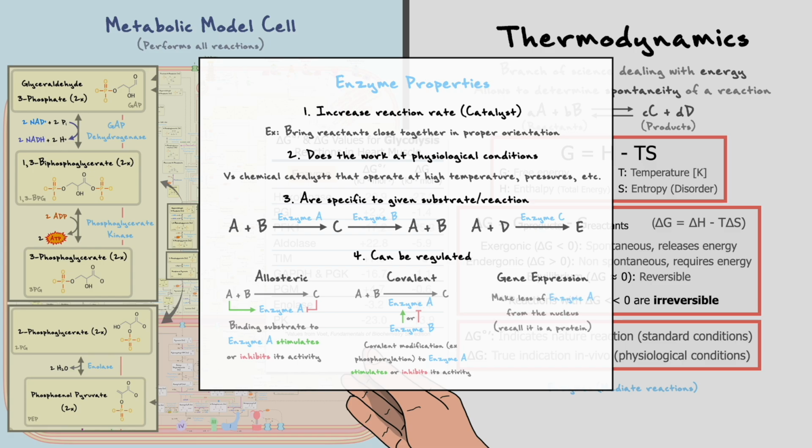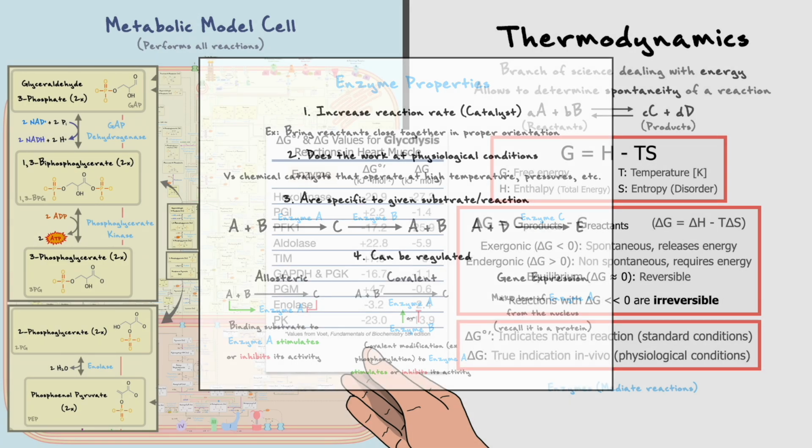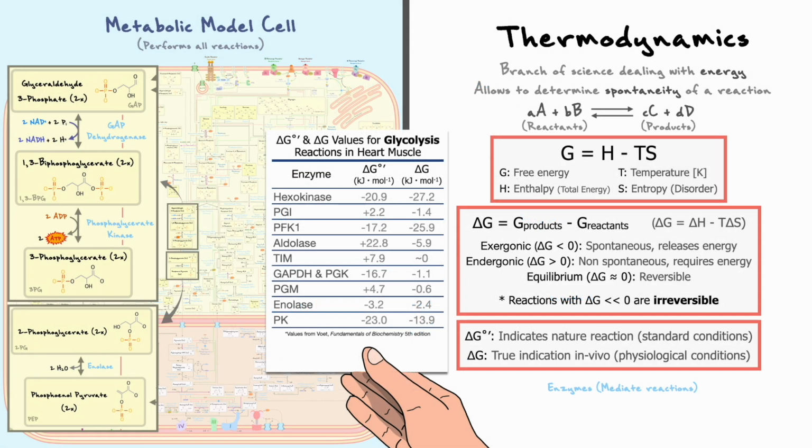Finally, gene expression happens at the level of the nucleus, and given that enzymes are simply proteins, the rate of expression in the cell can control their influence on metabolic pathways. With this aside in mind, we can now discuss the delta G values of the enzymes in this table.